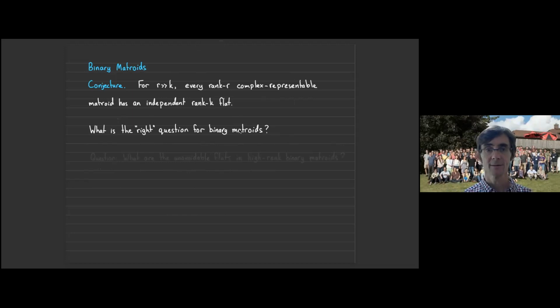In the context of our discussion here, when we were looking at complex representable matroids, we were conjecturing that if you've got high rank, then you get an independent rank K flat. And for binary matroids, clearly that's the wrong answer because you do have affine geometries and projective geometries and such. But what's the right question to ask?